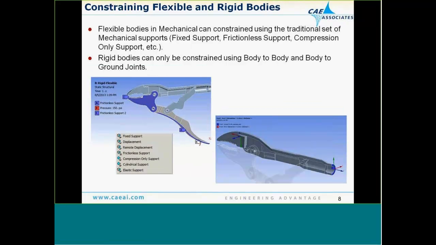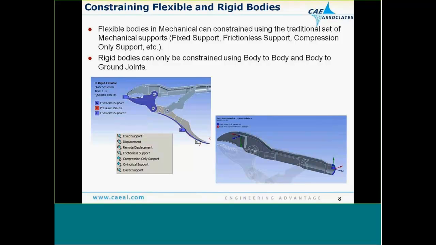When we talk about constraints for flexible and rigid bodies, once again, for flexible bodies we're pretty familiar with the constraints that we have available to us. We're fixing degrees of freedom on the finite element mesh, so fixed supports, frictionless supports, compression-only supports, all valid for flexible bodies. Rigid bodies, again, though, cannot have any of these types of loads or supports applied to them.